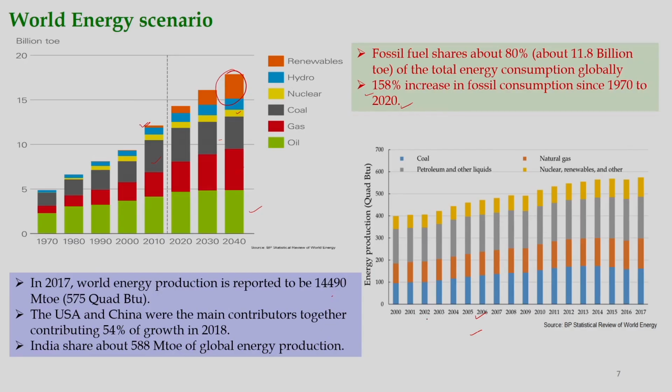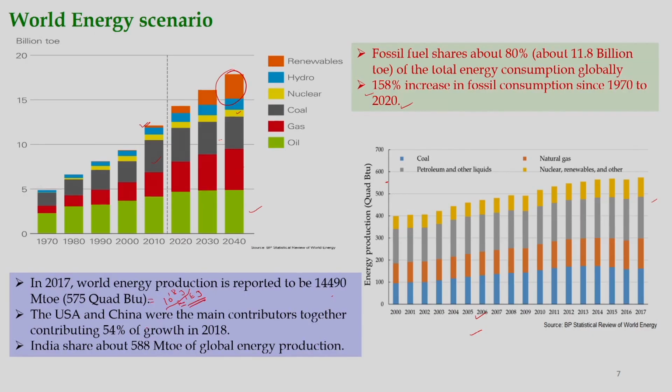energy production versus years. As you can see, with years energy consumption is increasing. So, what we can conclude from here is that in 2017 the world energy production is reported to be about 15,000 million ton of oil equivalent. It is equal to 575 quad BTU, and 1 quad BTU is equal to 10 to the power of 18, or 1 exajoule, or 10 to the power of 18 joule. Okay. So, this is joule and equal to 1 exajoule.